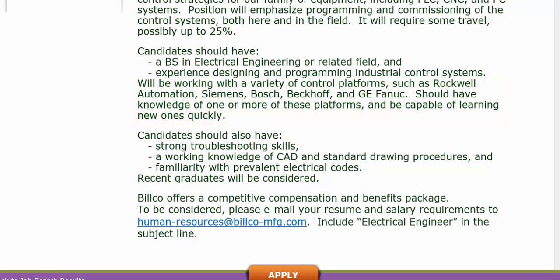Any of these specifics that you can discuss in your letter of application or resume is going to look good for you. It's going to demonstrate that you know exactly what they're looking for and that you match what they're looking for. They also are looking for people who have strong troubleshooting skills, a working knowledge of CAD and standard drawing procedures, and familiarity with prevalent electrical codes.